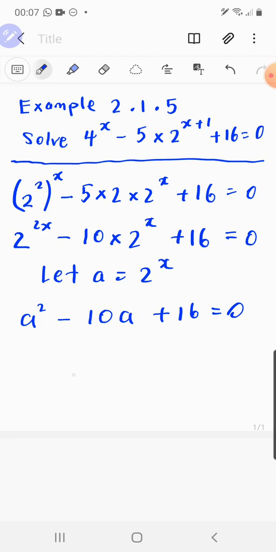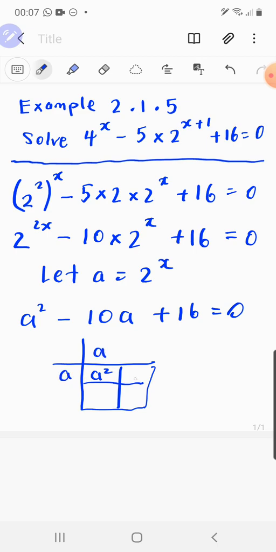For example, we can use the multiplication frame. Okay, where we'll put the squared term here. So a times a gives you a squared. And then negative 2 times negative 8 gives you positive 16. And multiplying negative 2 to a will give you negative 2a and negative 8a. And added up, you have a total of negative 10a, which is what we want. Right?